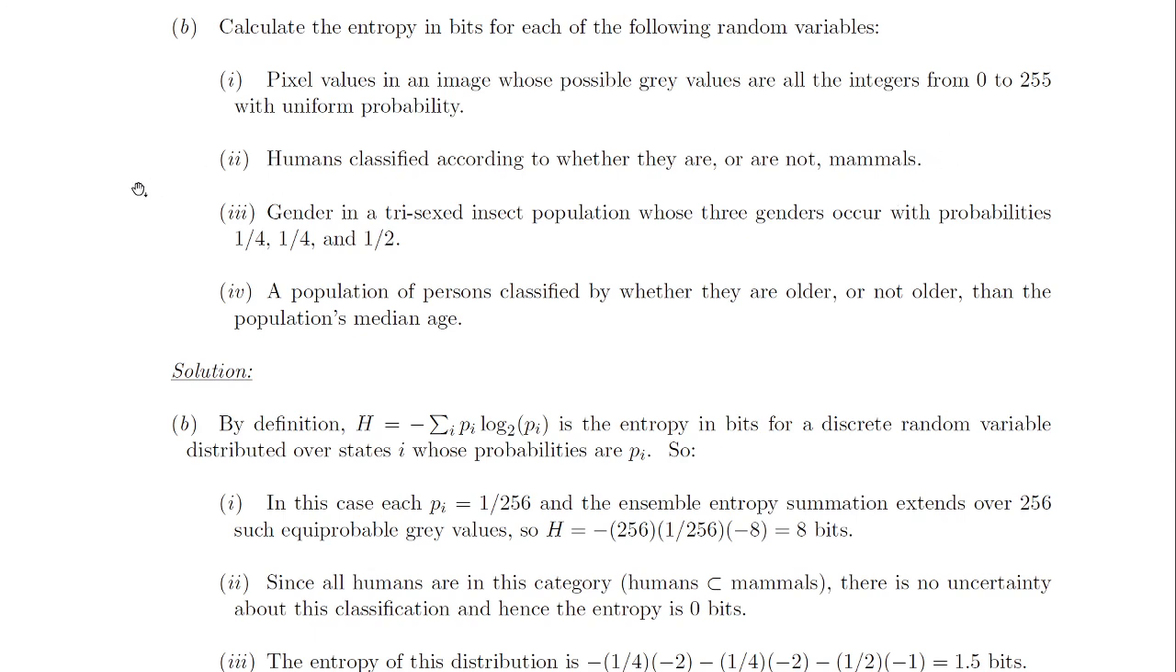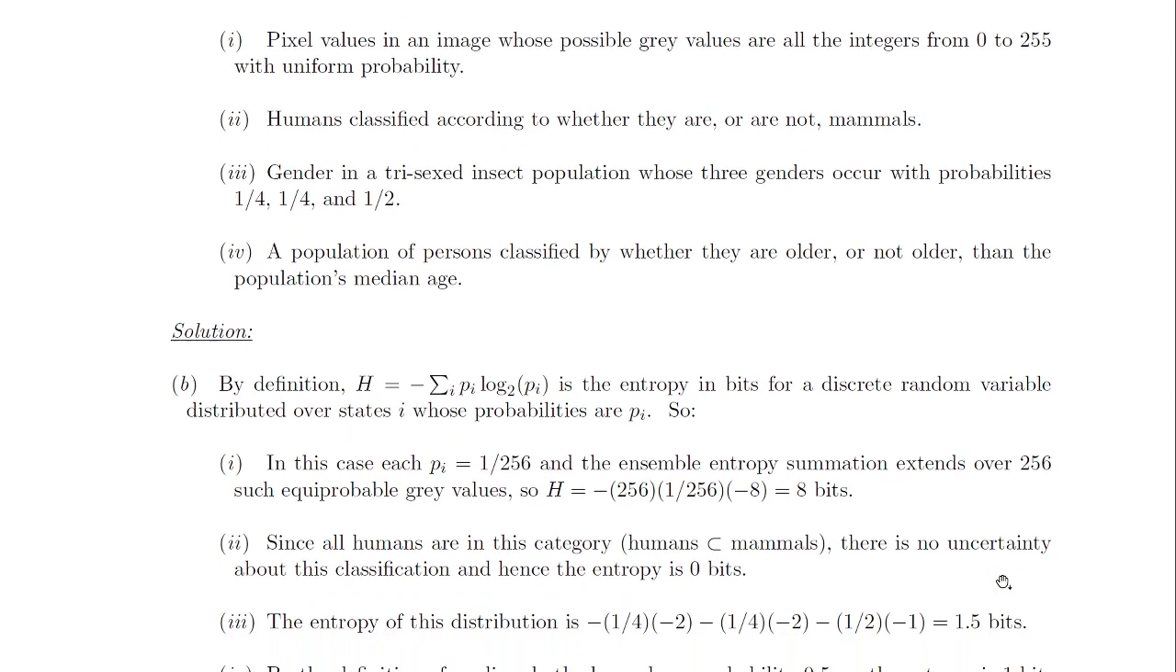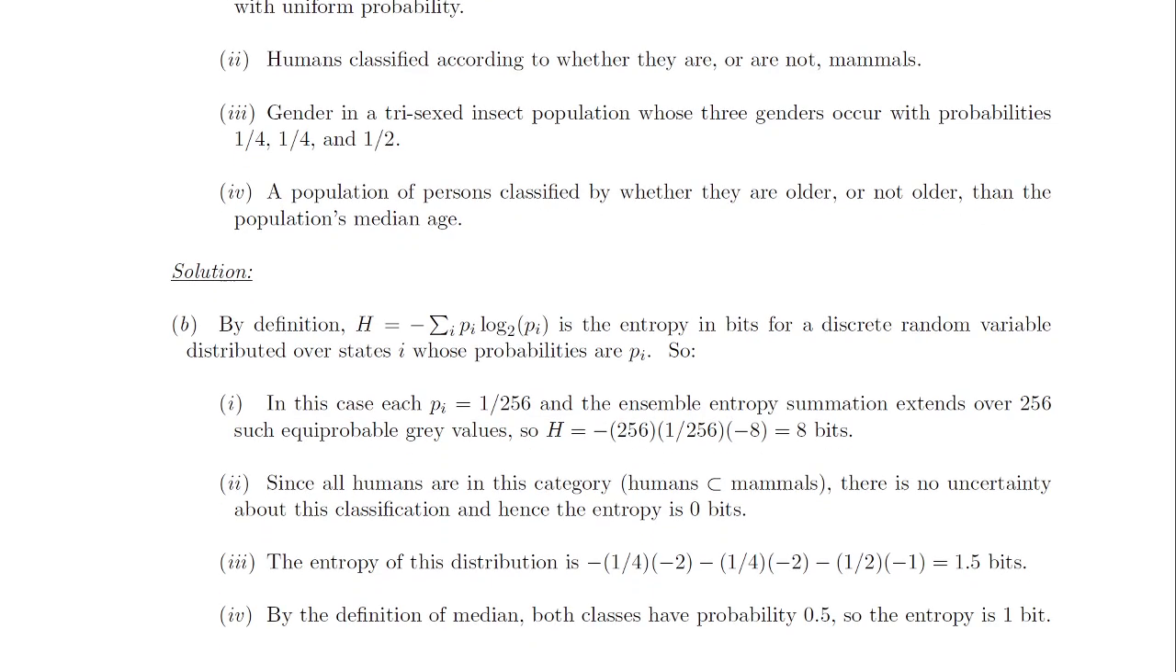Okay, second subpart is humans. It's classified according to whether they are or are not mammals. Well, at the present time anyway, all humans are mammals, so this is a subset of the class of mammals. There's no uncertainty about that classification, and so the entropy is 0 bits. This of course might change in the future.